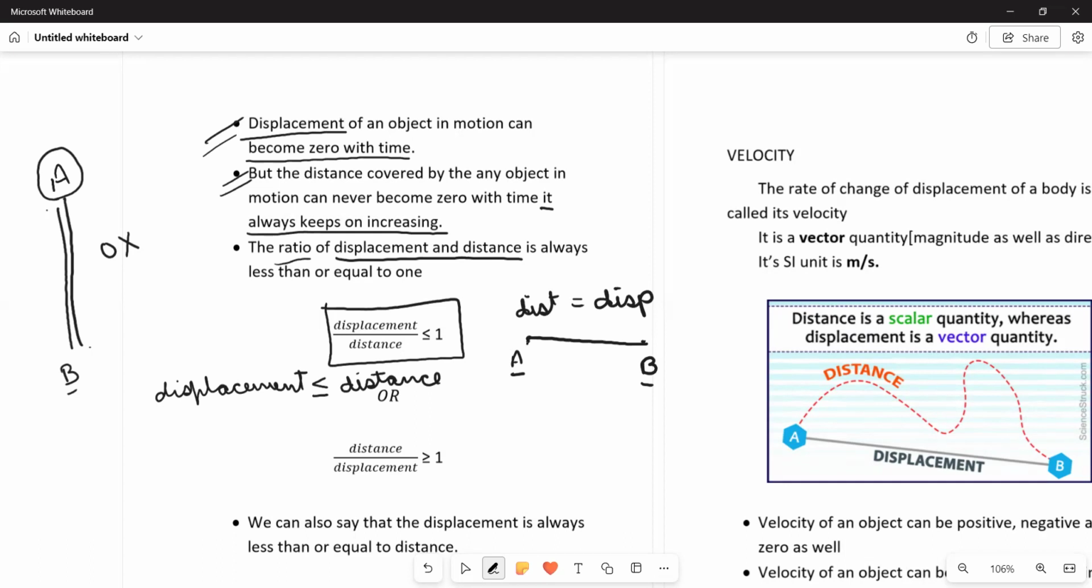But what if we move from point A to B in this way? Now our distance is more than our displacement. So our distance can be equal to displacement, but displacement will never be greater than our distance. So for that purpose, we use this identity. Or we can also take the inverse and say the ratio of distance and displacement is always greater than or equal to 1.